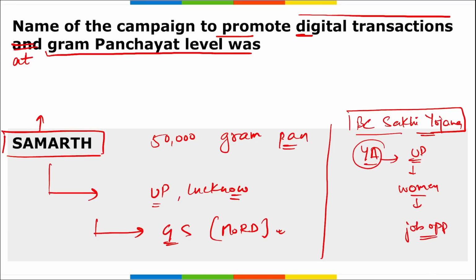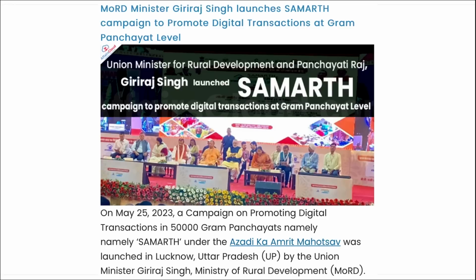Moving on. Here you can see the SMRUT campaign launched to promote digital transactions at the Gram Panchayat level, launched by which ministry? Ministry of Rural Development, and the name of the minister here will be Giriraj Singh.